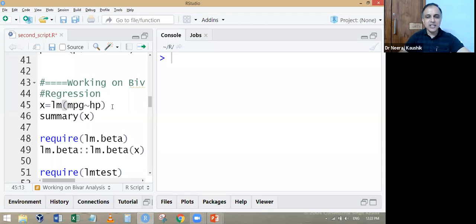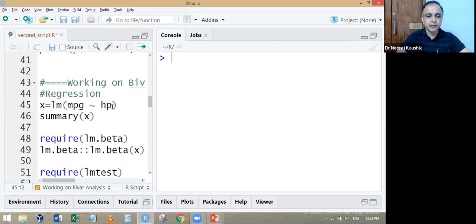So MPG depends on, please look for this particular symbol, the wave symbol. On the left hand side will be the dependent variable, on the right hand side will be the independent variable. Where can you find the wave symbol on the keyboard? Look at the 1, 2, 3, 4. Immediately left hand side of 1, there is a tilt, and you use it with the shift. Shift and that particular key will give you the wave symbol.